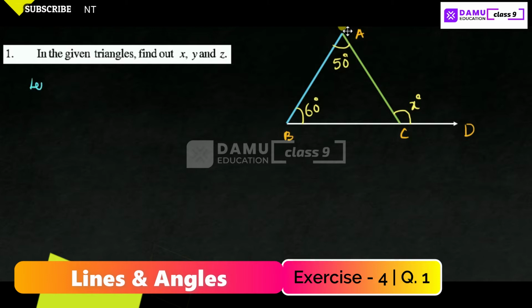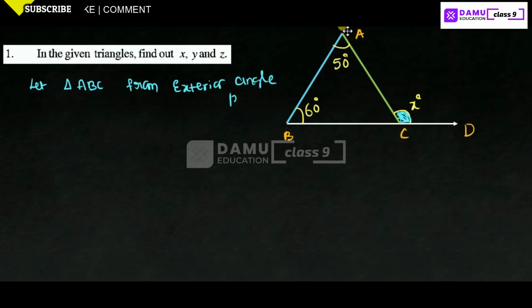In triangle, let triangle ABC, the exterior angle property. This is the exterior angle to the triangle ABC. So this angle will be equal to the sum of the opposite two angles. From the exterior angle property, what you can say here is angle ACD will be equal to the sum of the angles ABC plus angle BAC.